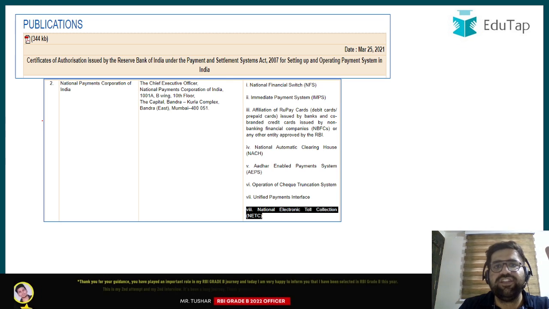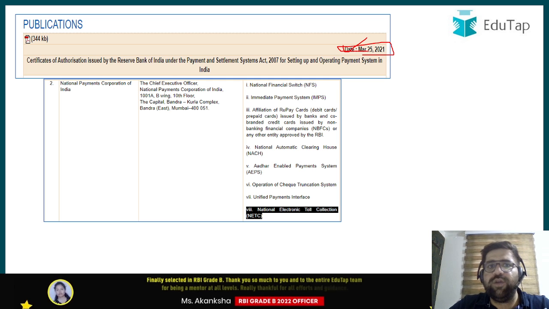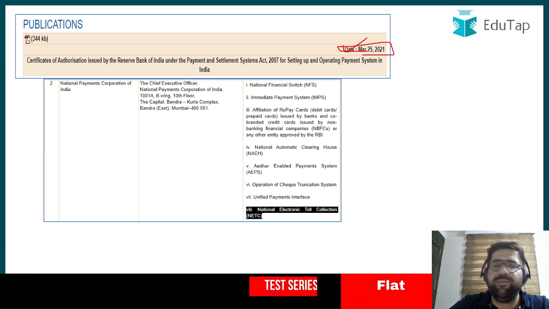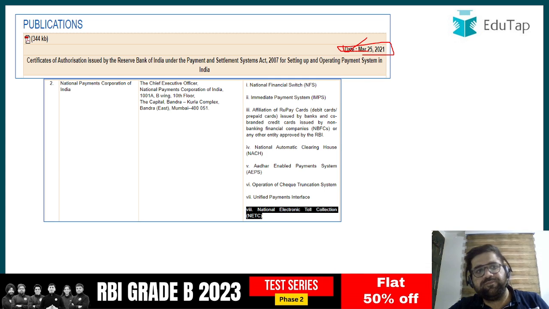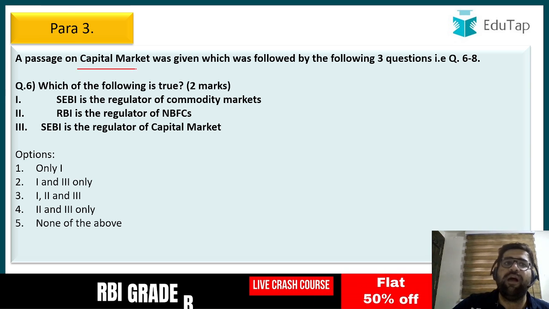Here is the notification which has been given by RBI as well. If you want to read it again, it was in the news on 25 March 2021. So you can correlate how important your RBI notifications are. Now, one question was asked regarding your capital markets.